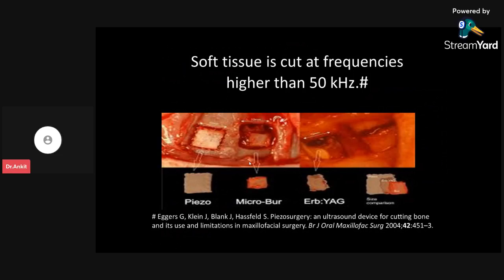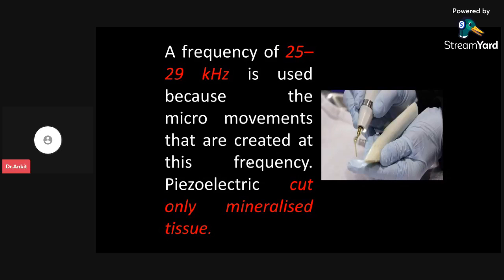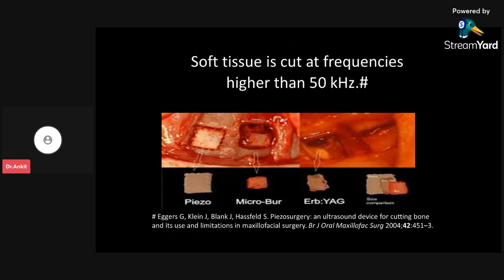So when we review the literature, there is a very excellent article which was published in a British journal, written by Eggers et al. And he said that whenever soft tissue interaction is seen, the frequency needs to be greater than 50 kilohertz. And in the previous slides we have already seen that piezotome works on the frequency of 25 to 29 kilohertz. As a result, there is no soft tissue laceration, and at the same time you can see how refined the cut and the precision of the piezotome is.